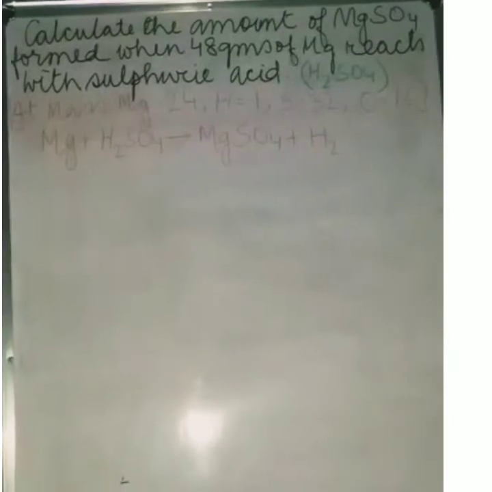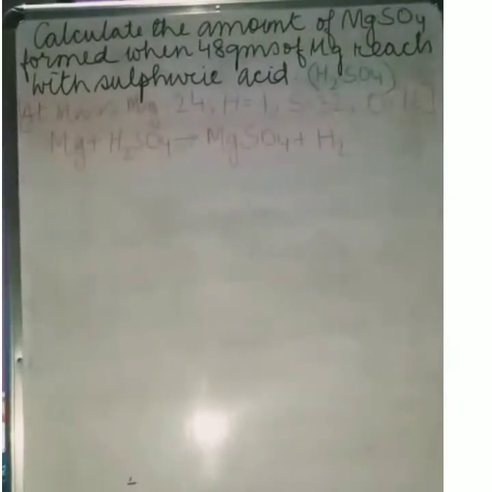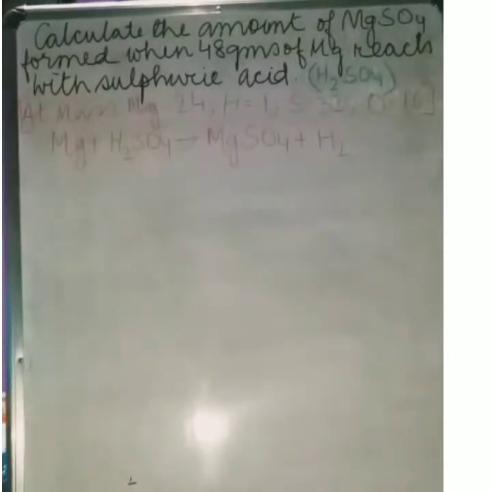Now let us go to the third numerical. Calculate the amount of MgSO4, that is magnesium sulfate, formed when 48 grams of magnesium reacts with sulfuric acid. What is sulfuric acid? H2SO4. The atomic mass is already given. The equation is also given. Mg plus H2SO4 will give you MgSO4 plus H2.